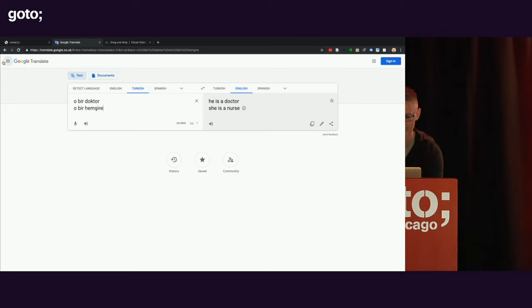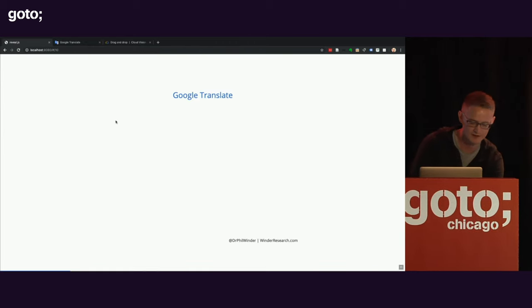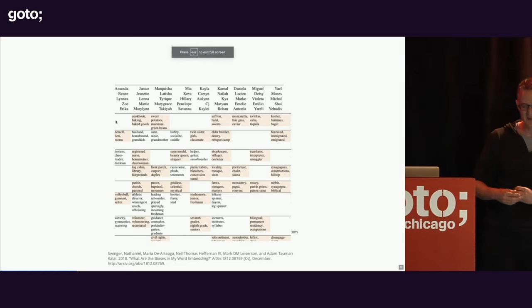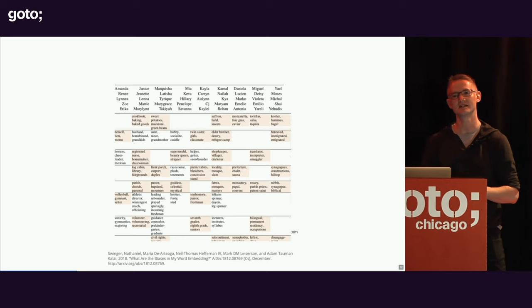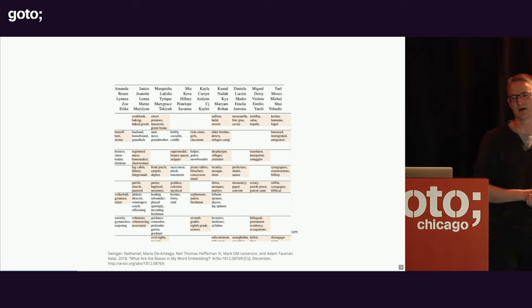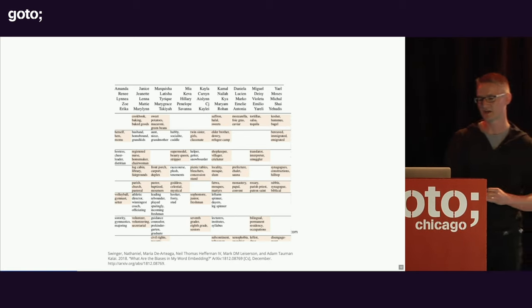So the bias is there every way you look. There's some quite interesting research going on at the moment, trying to figure out where those biases are inside the word embeddings. And there's similar things going on for different domains as well. This is quite a complex table, but I'll try and explain it.